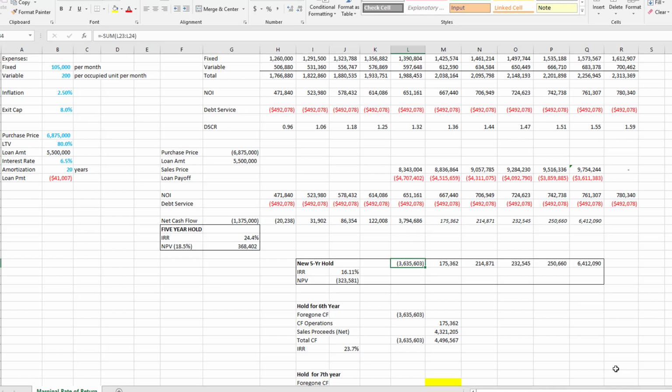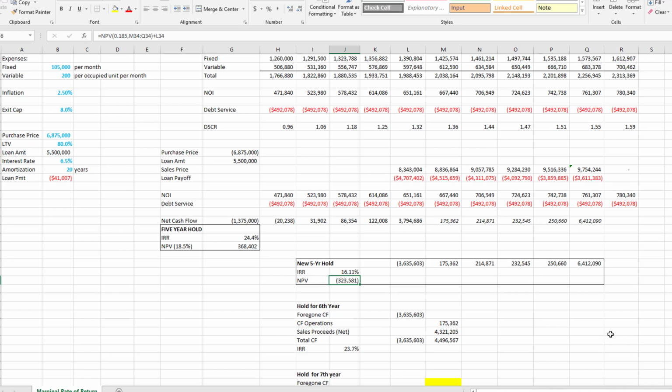So if they stuck in $3,635,000 and then collected the net cash flow for the next several years, which is NOI less the debt service, and then in year 10 they sold the property and paid off the loan, what would their return be? Over the subsequent 5 years, years 6 through 10, their return would be a 16% IRR, and the NPV, if we're discounting at 18.5%, would be negative. They shouldn't be buying it if their required rate of return is 18.5%.